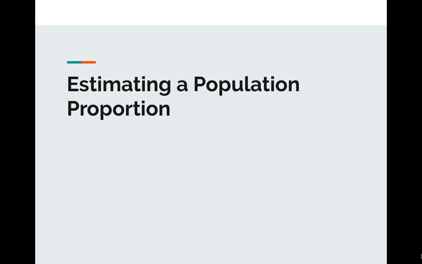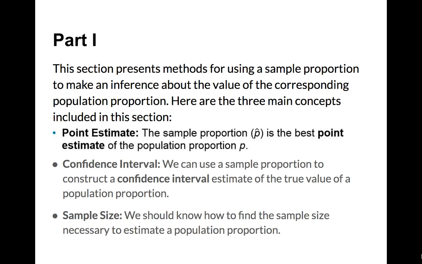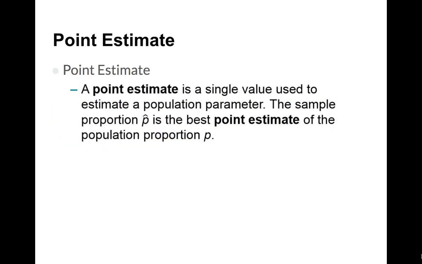So let's get started. Part one of this section, we're going to talk about proportions. Part two, we'll be talking about means. So it's broken up again into two parts. In this part, we're first going to talk about point estimates, what they are, and what's the best point estimate for a population proportion. We'll move into confidence intervals, which are what we're going to use to estimate the population proportion and the population means. And then we'll talk about sample size.